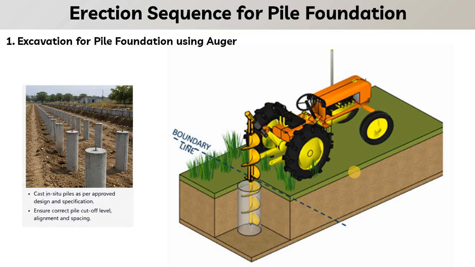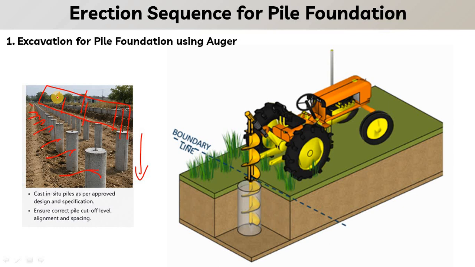So this is how the number of piles will be drilled into the ground based on the specific requirement, as well as the depth of the pile and the diameter of the pile depends on the soil bearing capacity as well as the load on the structure. So here you can see there are a number of piles that have been drilled into the ground, and above that there will be a boundary wall that will be placed.